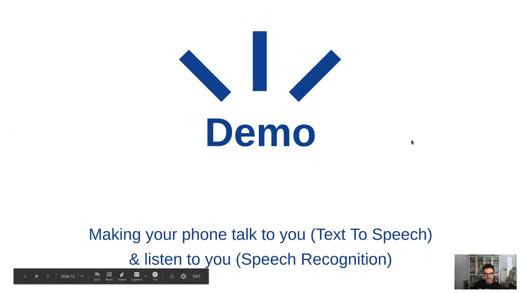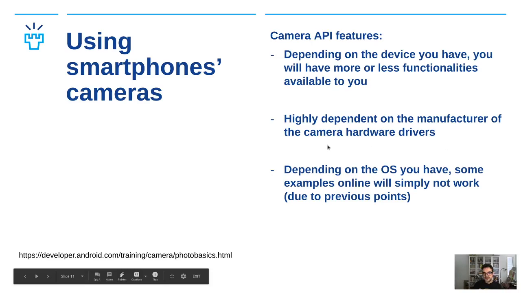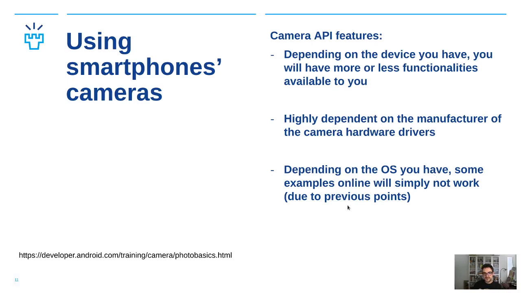So let's move on. Let's talk about cameras, the vision based. If you're using smartphone cameras, it's going to depend a lot on the phone you have, because you will have more or less functionalities available to you depending on the device. This is because manufacturers have different hardware drivers and different sensors built into your phone. Depending on what's available and possible with your hardware, you will get access to different things. It also depends on the OS. The version of the OS affects what camera API you have available, and if you search online on how to focus a camera or things like that, it might not work because your phone does not support that.